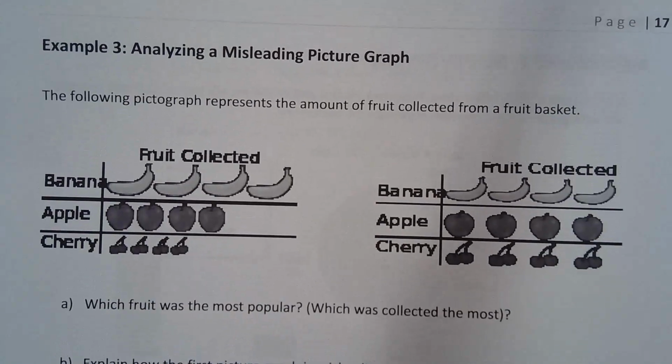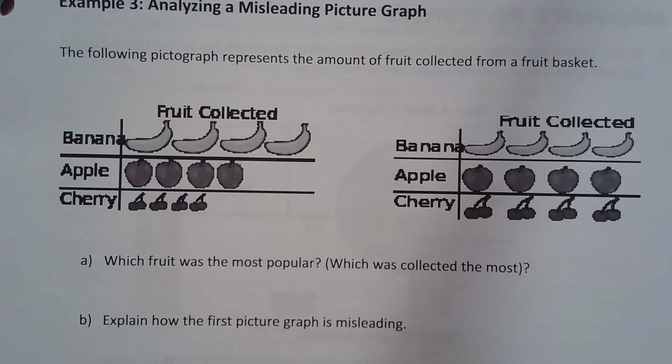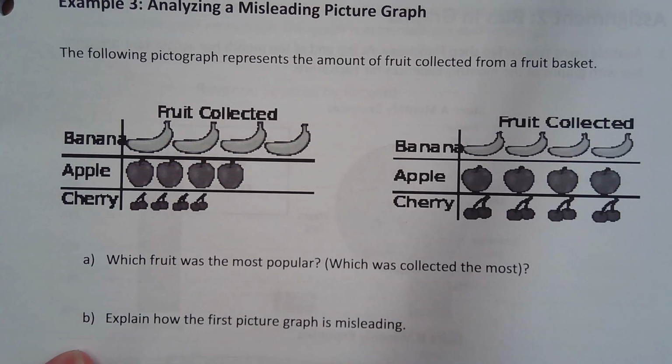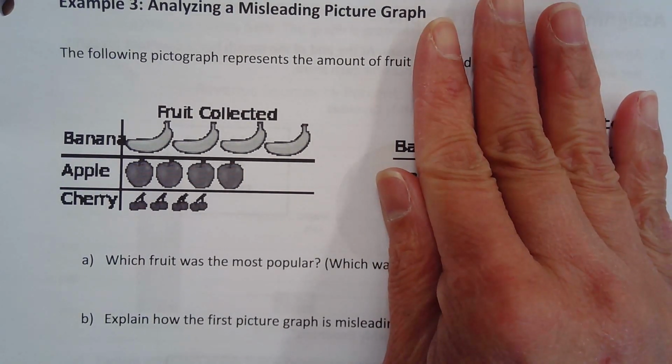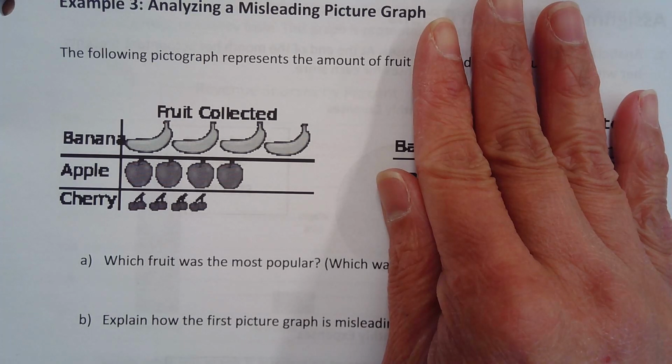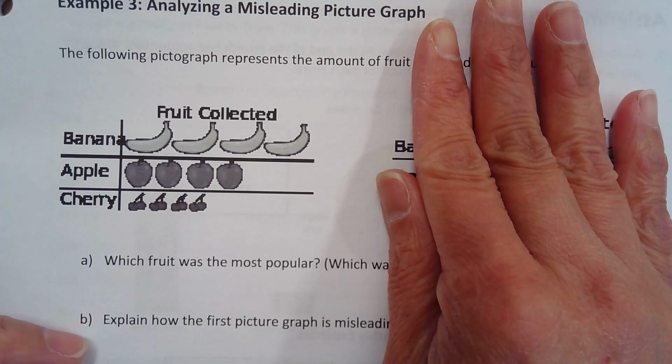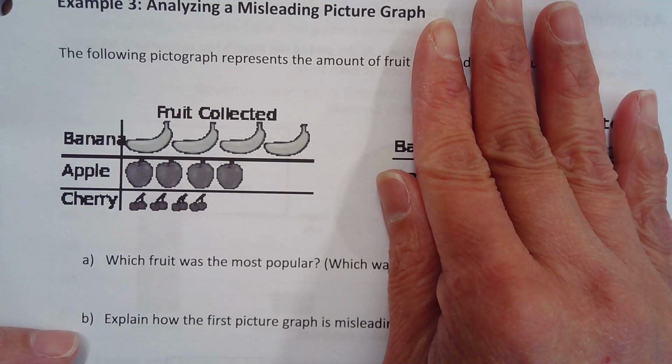Okay, why is this misleading? Food collected. The first one is actually called a pictograph. How many bananas were collected? 4. How many apples collected? 4. How many cherries collected? 4. But just by looking at the graph and the way it's represented, which one do you think has the most fruit collected?